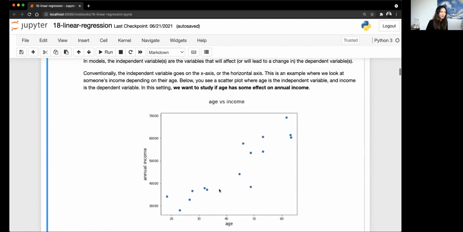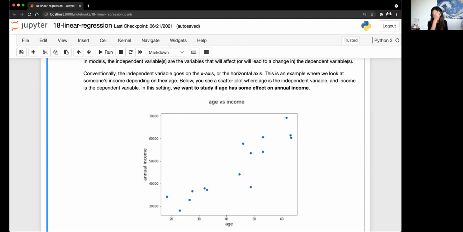Graphically, conventionally, the independent variables go on the x-axis, the horizontal, and the dependent on the y-axis. So in this example, we have some data on people's ages and their income. In this case, age is the independent variable, therefore it's on the x-axis, and we're trying to predict income. We're trying to see if age has some effect on annual income. So you want to see, given the person's age, what income would they have, or what income would we predict them to have? If for some reason the question was, based on your income, can I predict your age? Then it would be the other way around.